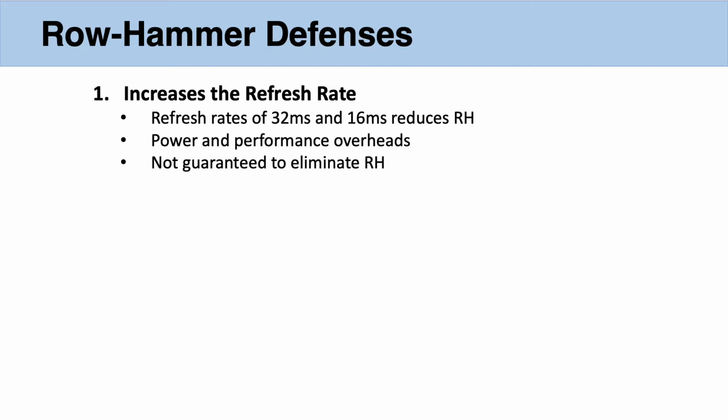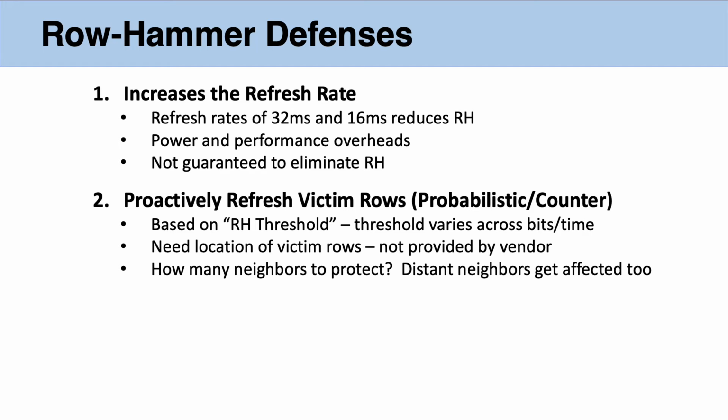There have been several solutions that try to mitigate Rowhammer. For example, increasing the refresh rate. Instead of doing refreshes at 64 milliseconds, do it at 32 milliseconds or 16 milliseconds. Unfortunately, there's a lot of power and performance overhead to this. And again, this does not eliminate Rowhammer.